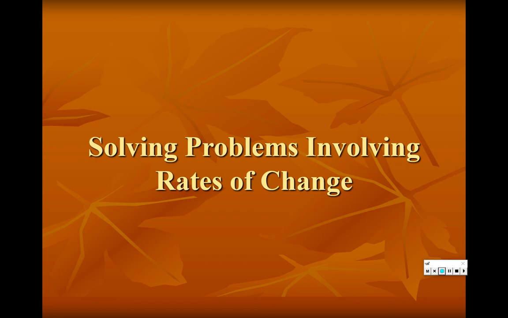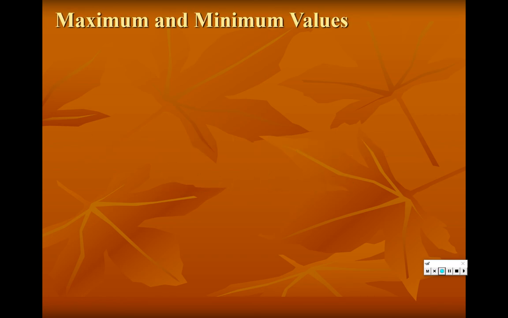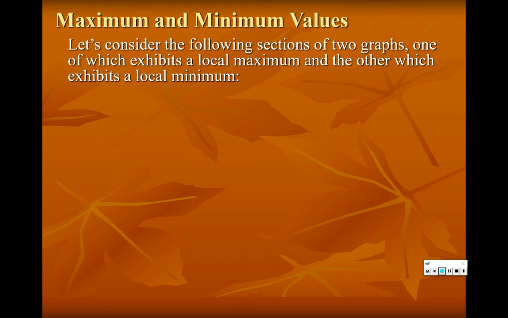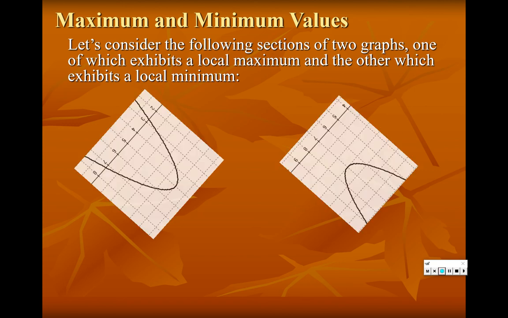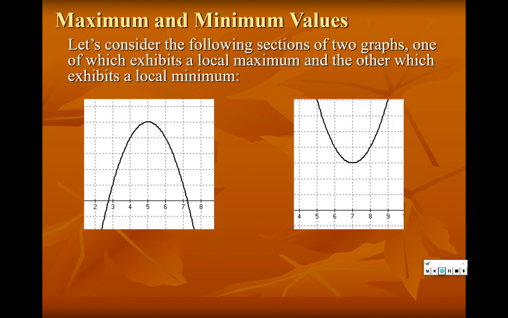There's one particular problem using rate of change that we can solve using the methods that we've come up with so far. A little setup. Let's just talk about maximum and minimum values. Let's consider the following sections of two graphs, one which shows a local max and the other one which exhibits a local min. So I've just got a simple maximum and a simple minimum. I'm just trying to show that the thinking that has to go on here is the same whether it's maximum or minimum.